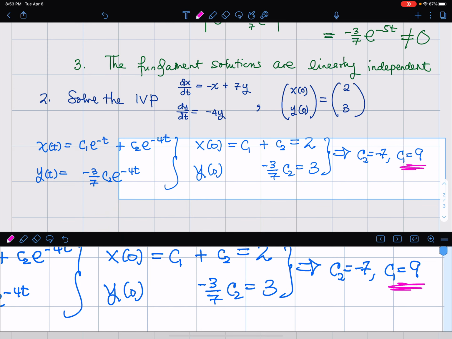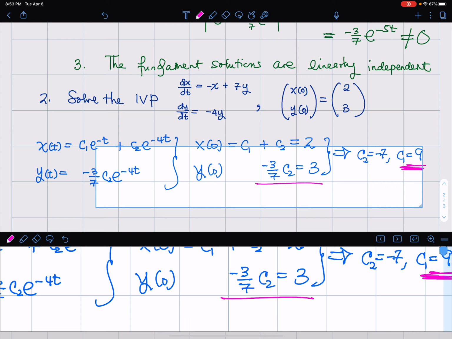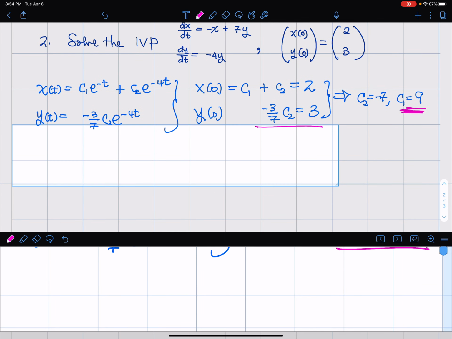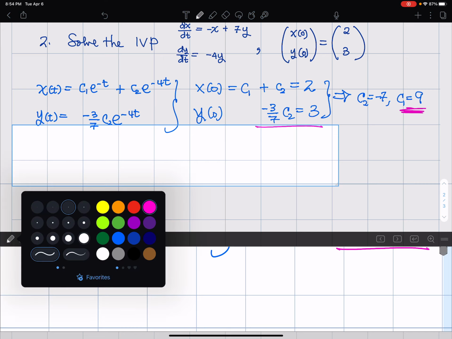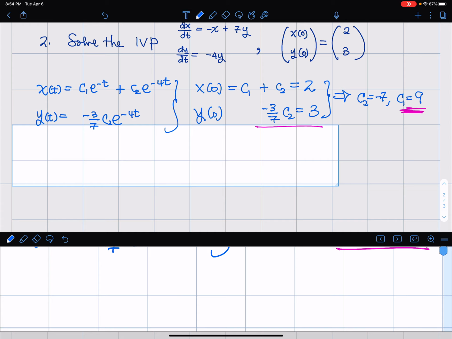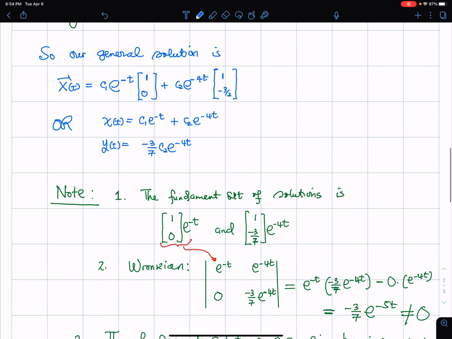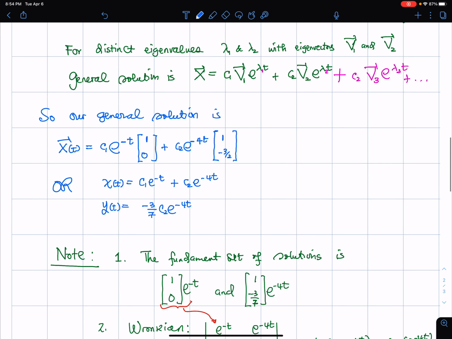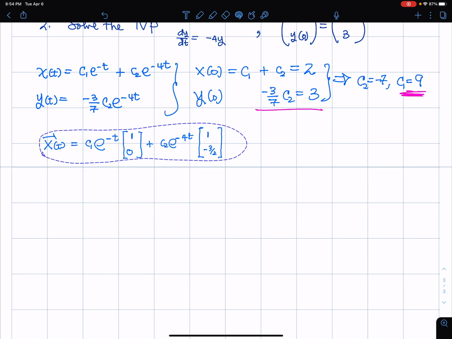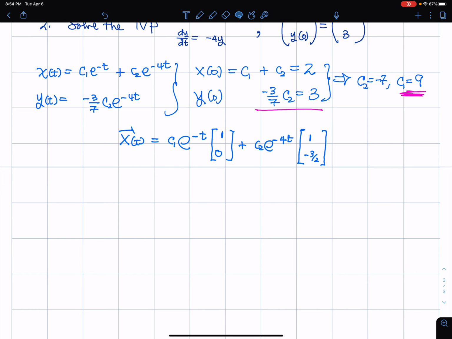From here, I could see that c2 is negative 7 and c1 is 9. I think so. I might be wrong, so if I'm wrong, let me know. Okay, so we found our C1 and C2. So we can use this to write the solution to the equation. Let's write it in this form.